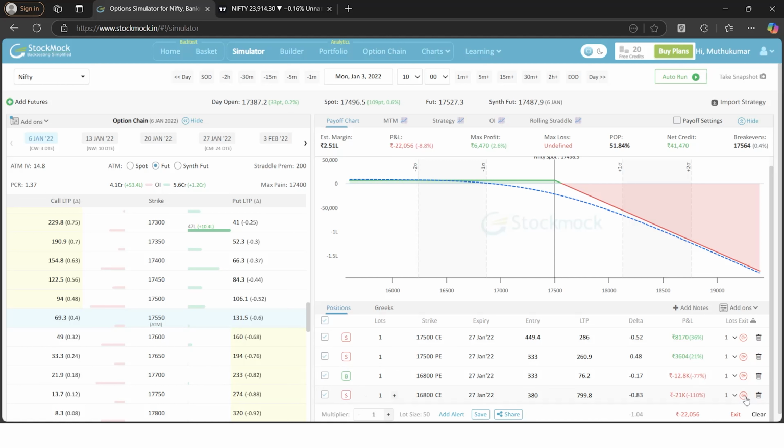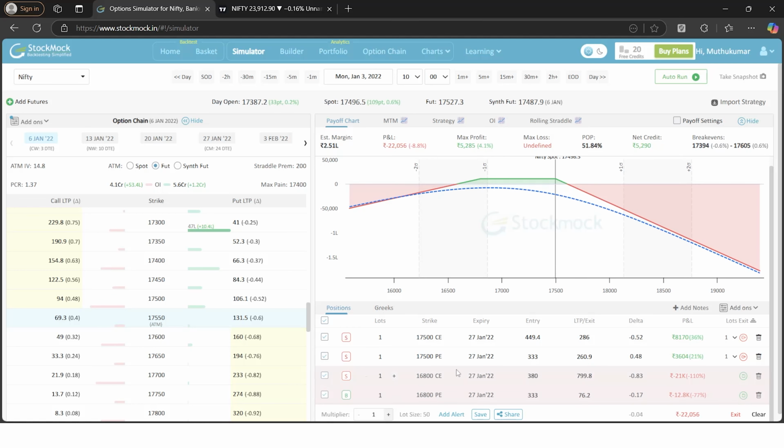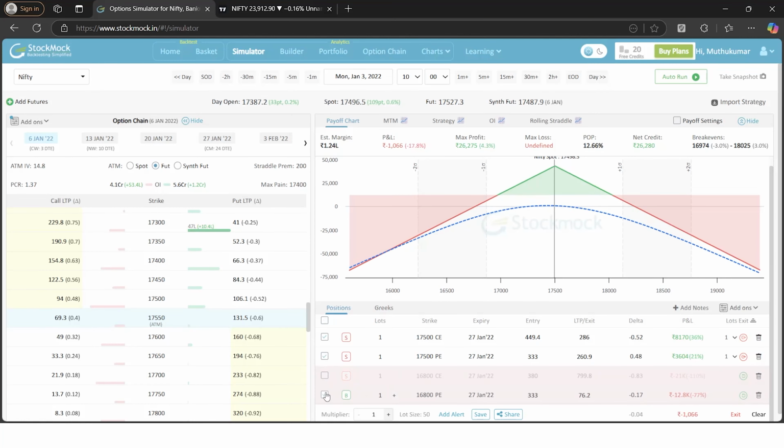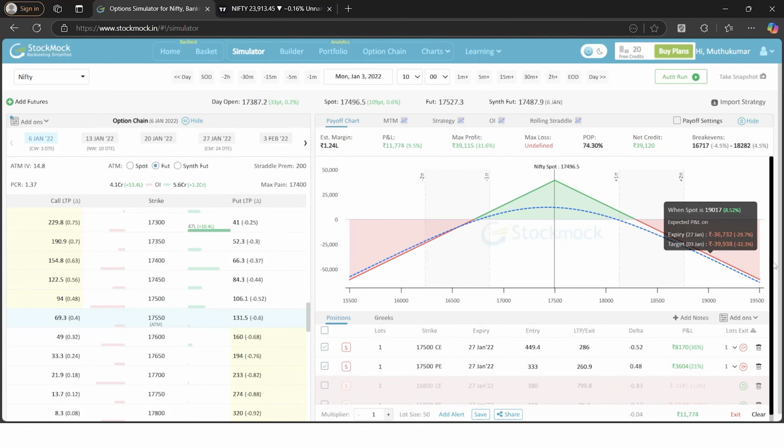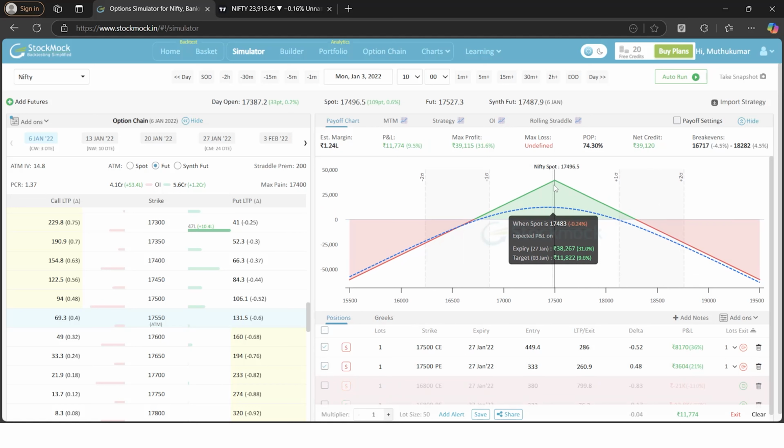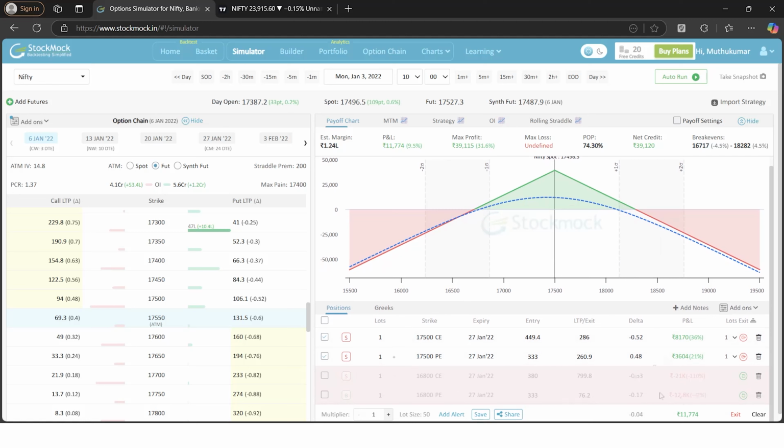Here you can do two things. You can hold the trade and look for another new trade, or you can book only the adjustment leg and continue the straddle. As you can see, the market came back to our straddle price. You can either continue with the straddle or fully book the loss, including the adjustment leg, and create a new straddle in the new expiry.